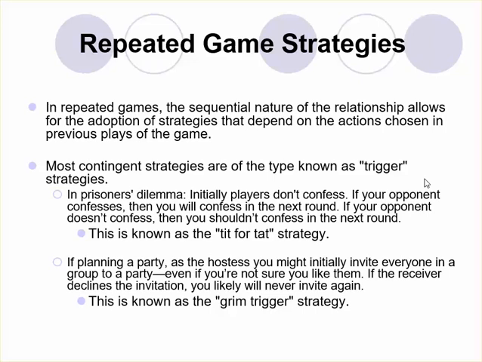So, for example, in the prisoner's dilemma, if we both don't confess, we each only get 1 year. So if we're playing and neither one of us confesses, we might know next round that's what we're going to do again. However, if my opponent confesses, well, then I didn't do well because of that. So probably next time I am going to confess.